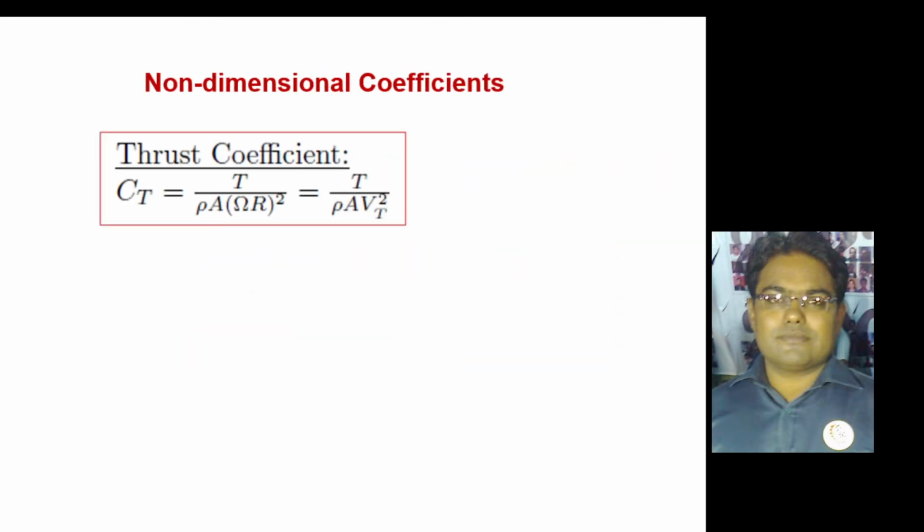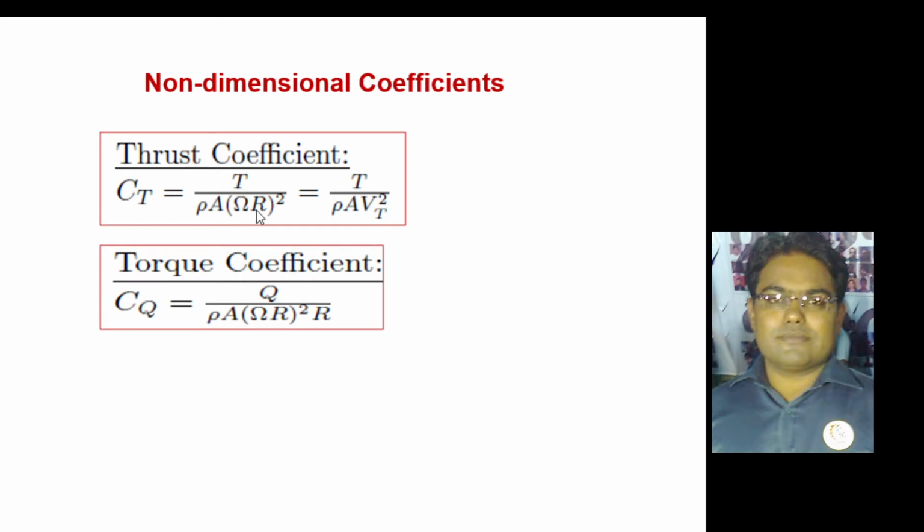Non-dimensional coefficients. We can express these coefficients, like thrust coefficient and torque coefficient, from the traditional equations. The thrust coefficient is thrust divided by rho A omega square r square, where omega into r is the radial velocity, and omega is the angular velocity. So we can say rho A V tip square. The torque coefficient means torque divided by rho A omega square r cube, where r is the radial, perpendicular distance to the center of rotation, that is, the radius of the disk. This is known as the torque coefficient.